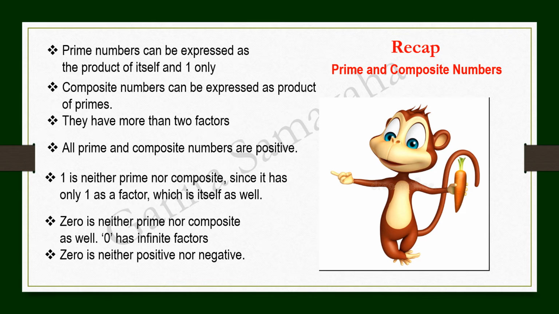And also 0 is neither positive nor negative. That is another condition that we have. All prime numbers and composite numbers must be positive. But 0 is neither positive nor negative. So it does not fall under the category of either a prime number or a composite number. Okay, children. So these are the facts that we already know and we have just looked into it.